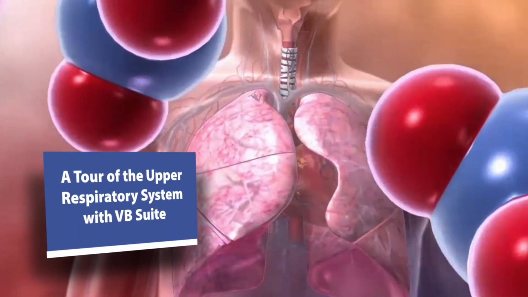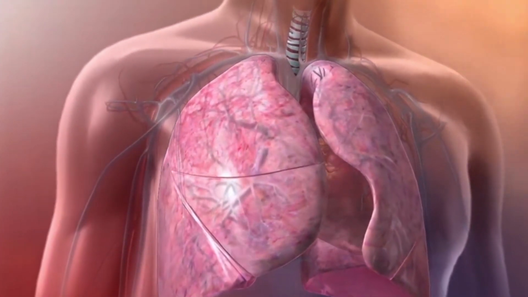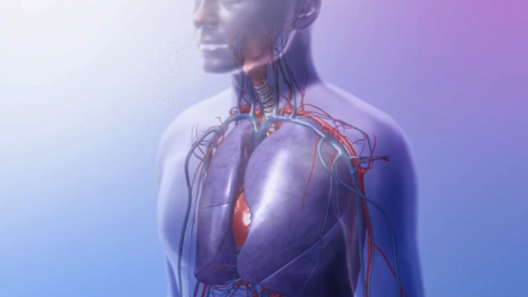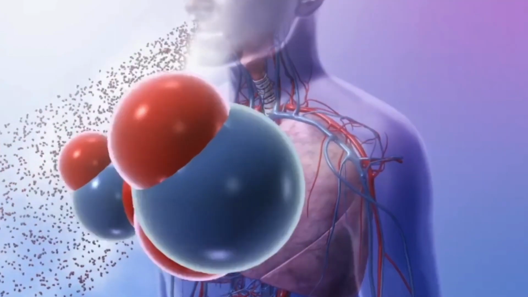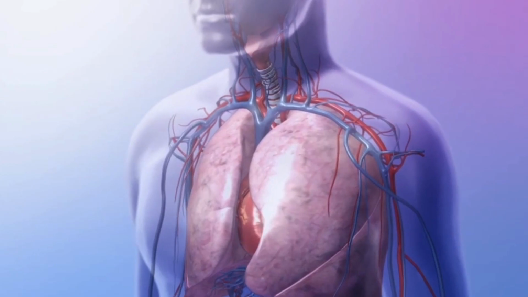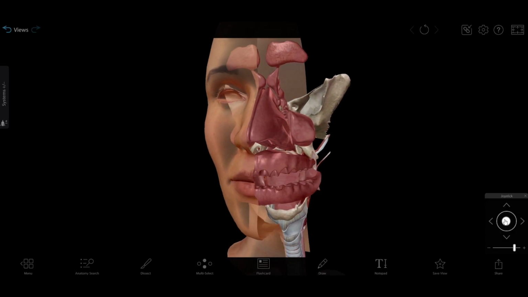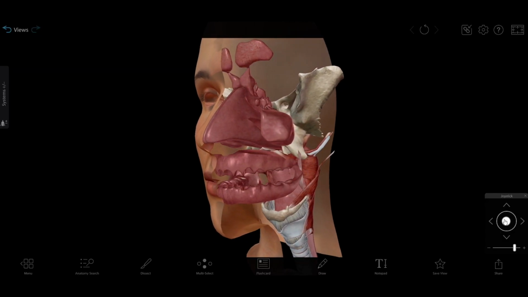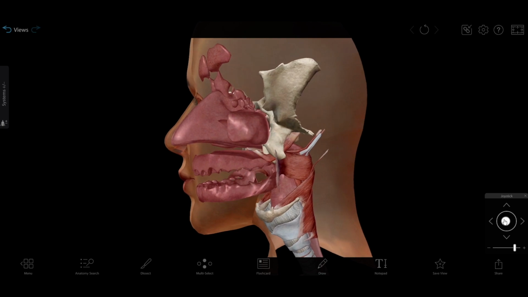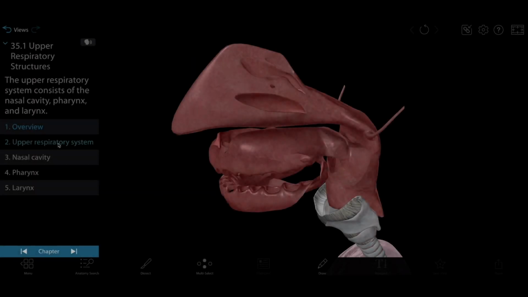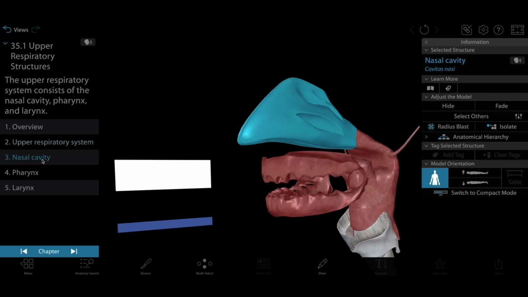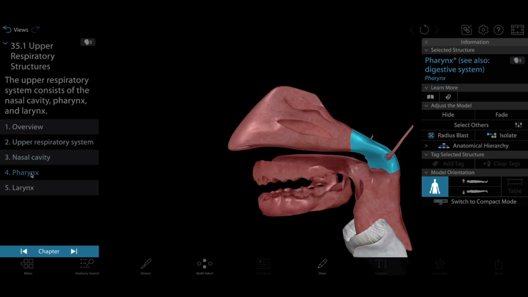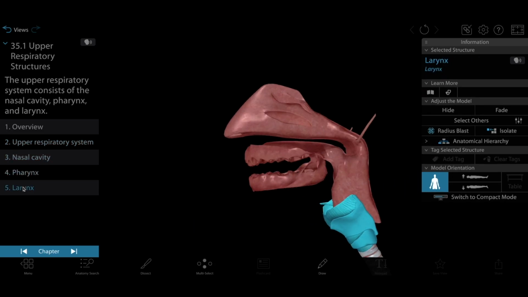When we think of the respiratory system, we usually think of the lungs first, but there's much more to the respiratory system than that. The airways of the respiratory system are divided into the upper and lower respiratory tracts. In this video, we'll use Visible Body's 3D models and animations to learn about the upper respiratory tract. As you can see here, the primary structures of the upper respiratory tract are the nose and nasal cavities, paranasal sinuses, pharynx, and larynx.